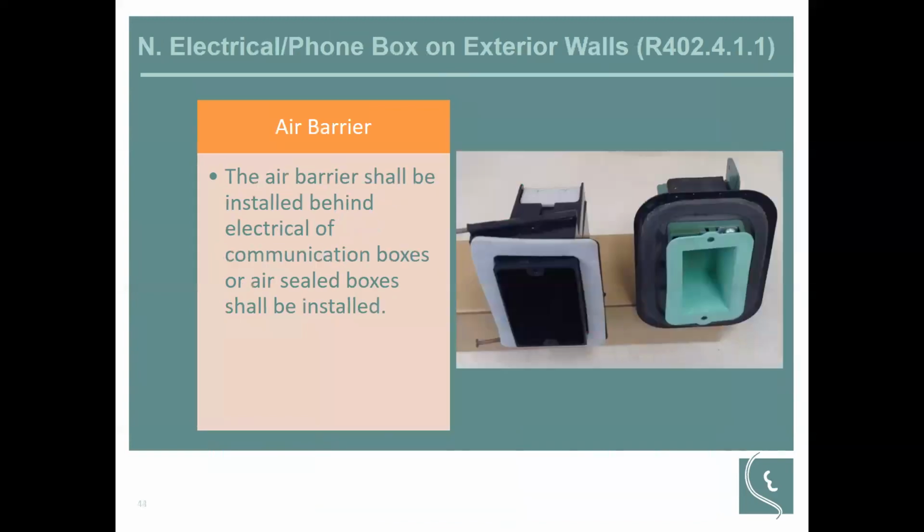For electrical and phone boxes, these are becoming more readily available, but making sure that either the air barrier is installed behind the electrical or communications boxes, or that you are using air sealed electrical boxes. These were very uncommon just a couple of years ago, but they're now readily available in many shapes and sizes, so there's not nearly as big of a challenge of getting these.